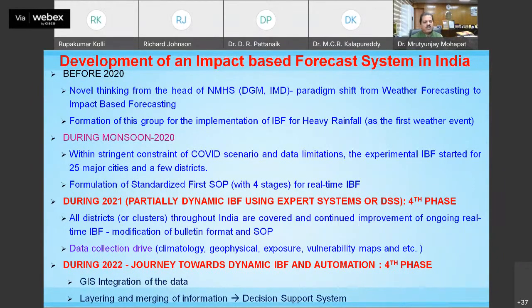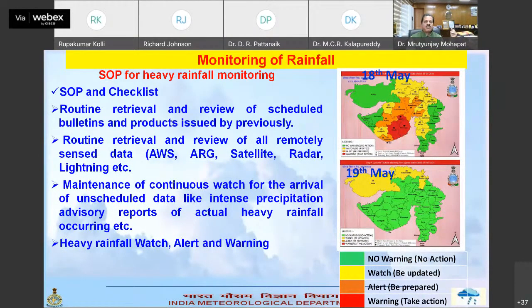Then we went for stage 4 in 2021, the partially dynamic impact-based forecast. Here, all districts throughout the country were provided forecasts based on certain dynamical information generated. I'll show you certain examples. We considered climatology, geophysical information, exposure, vulnerability maps, etc. And hence, we now have a GIS-based platform with all this data, where we can merge the information and take a decision. This is just an example of what we do in monitoring the heavy rainfall so that we can provide realistic information every 3 hours to the general public and disaster managers.